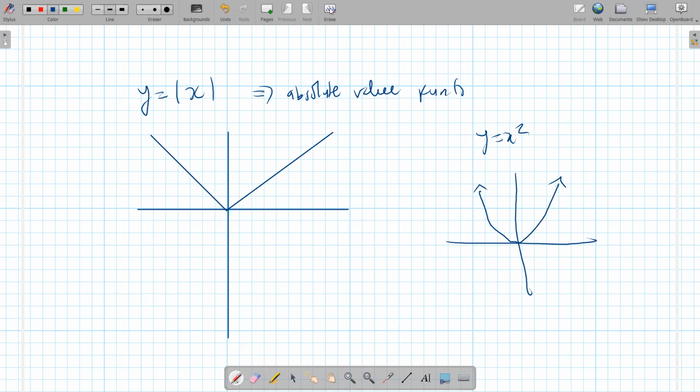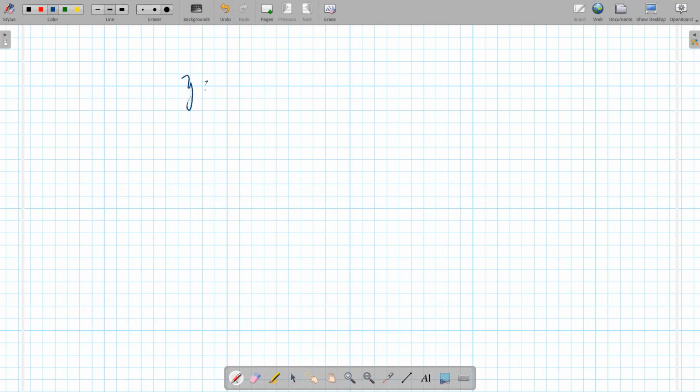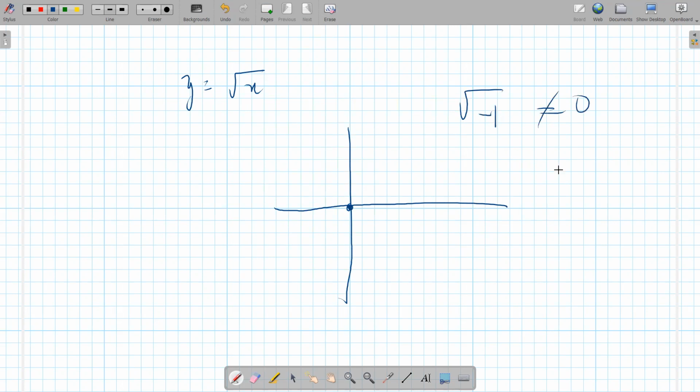Now the next function is the square root function. y equals the square root of x. And you cannot have a negative number in a square root, right? So that is why this function starts when x is 0. And when x is 0, y is 0. Because if you have the square root of -1, that's an error. Because there's no number that, when you square it, gives you -1.